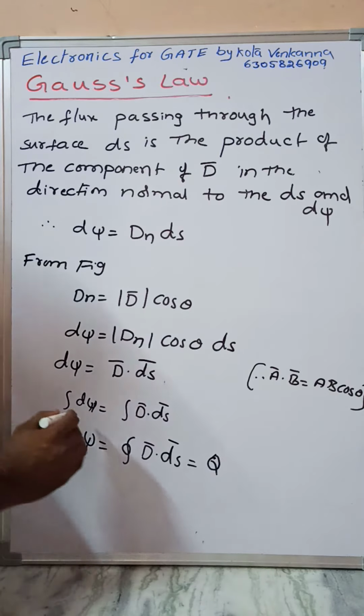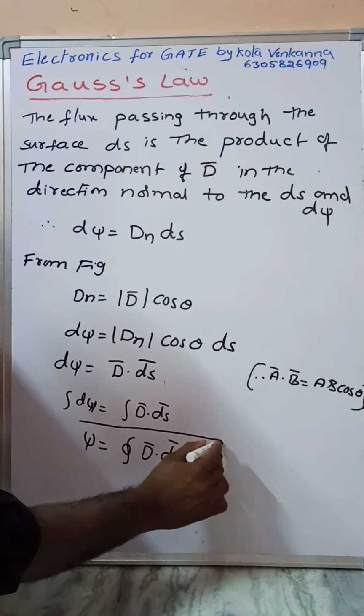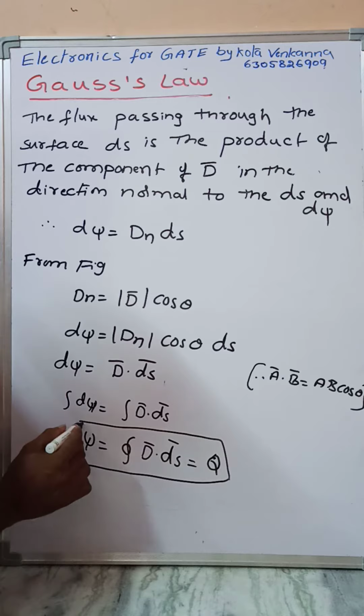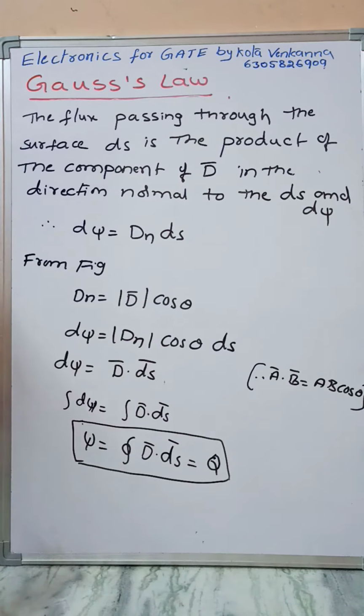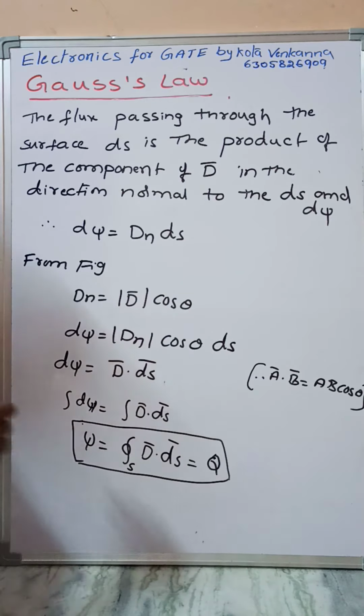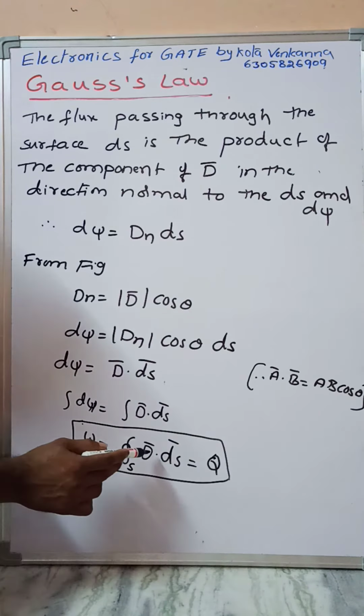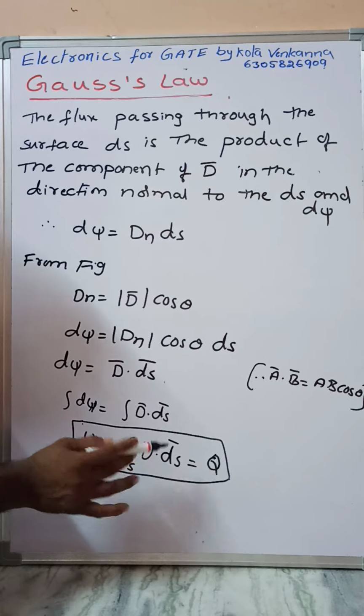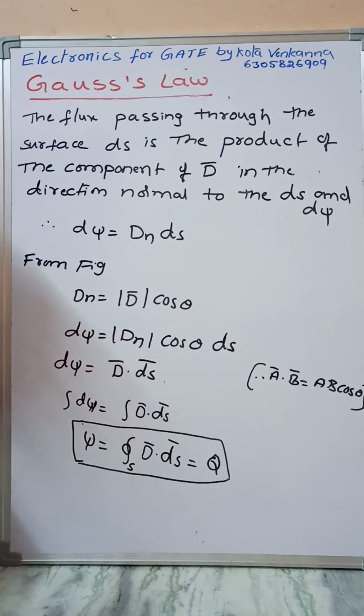So this is the Gauss law: psi is equal to the closed surface integral of D dot ds, which is equal to Q, where Q is the charge enclosed by the surface. This is the mathematical representation of Gauss law.